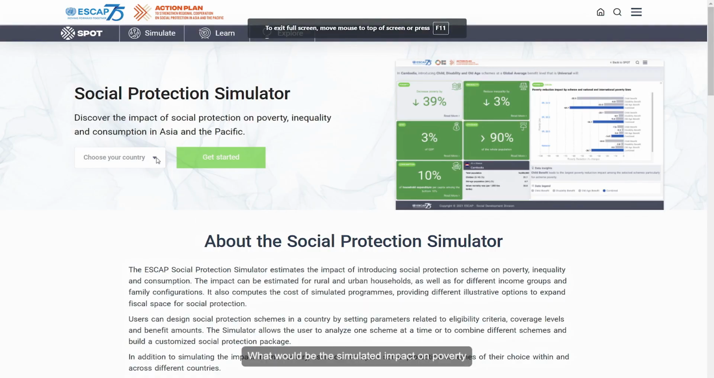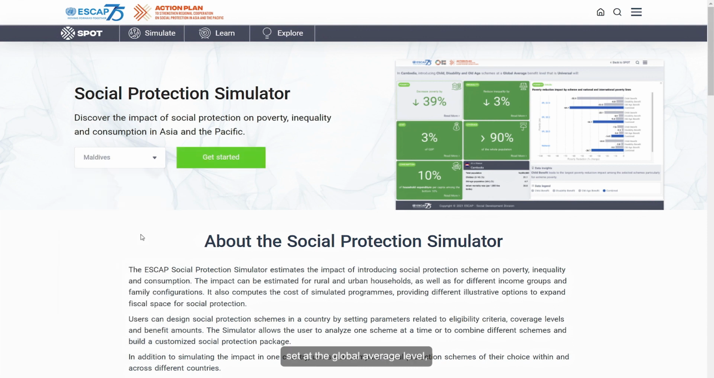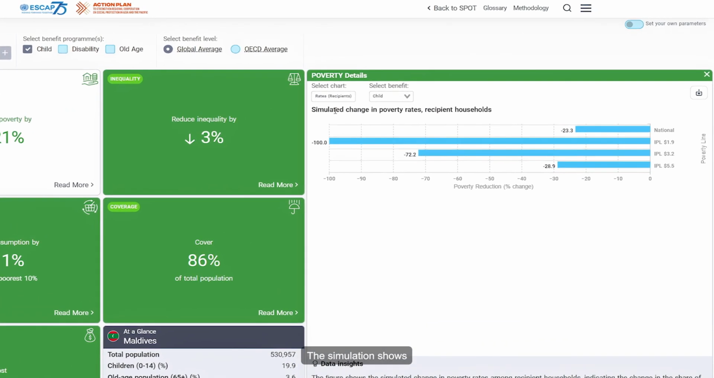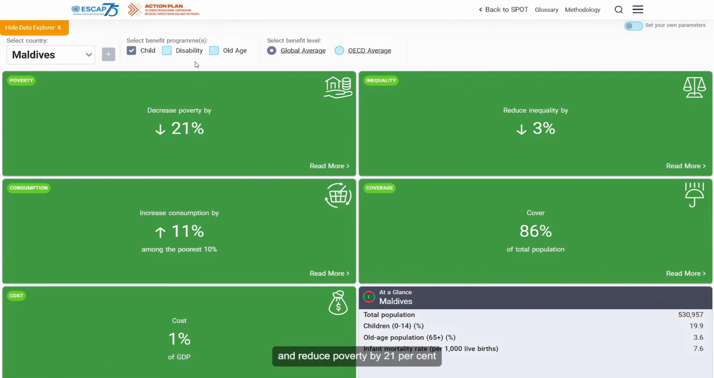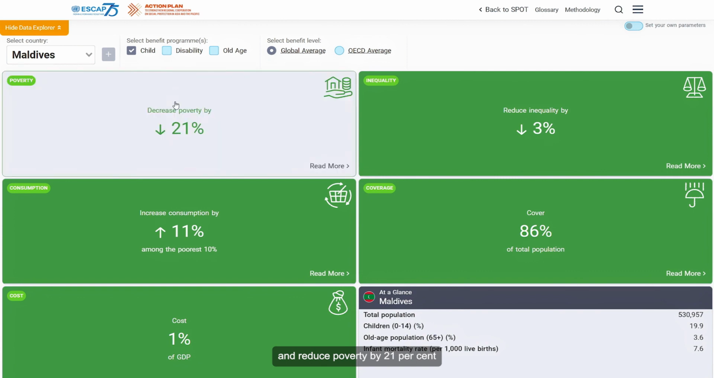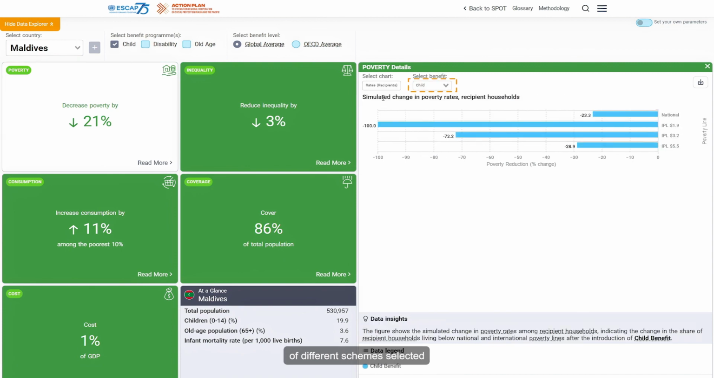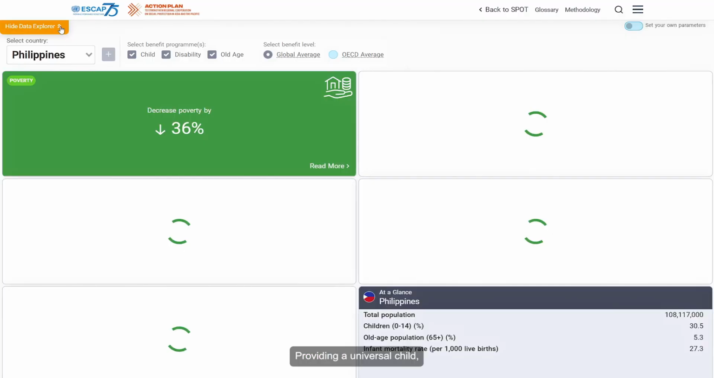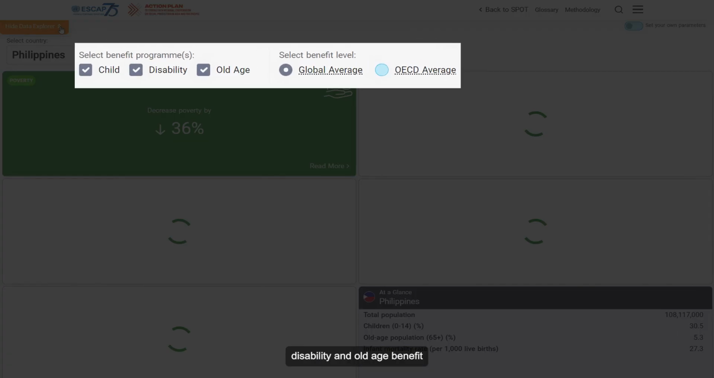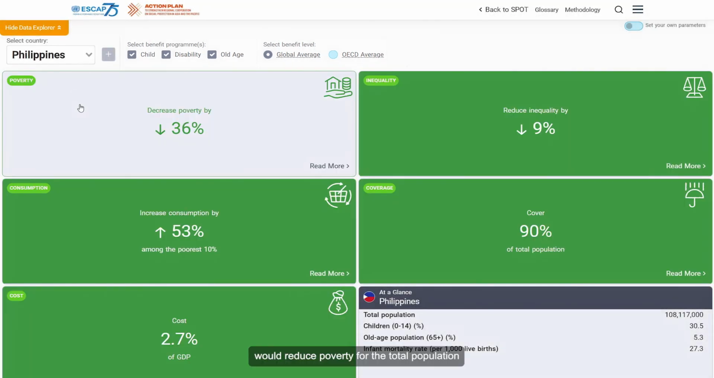What would be the simulated impact on poverty of a universal child benefit set at the global average level in the Maldives? The simulation shows it could eliminate poverty among recipient households and reduce poverty by 21% for the whole population. We can also see the impact of different schemes selected on poverty reduction. Let's go to the Philippines. Providing a universal child, disability, and old age benefit at global benefit levels would reduce poverty for the total population by 36% at the national poverty line.